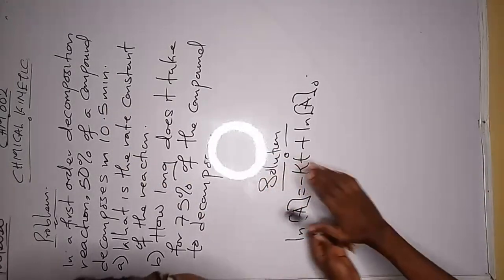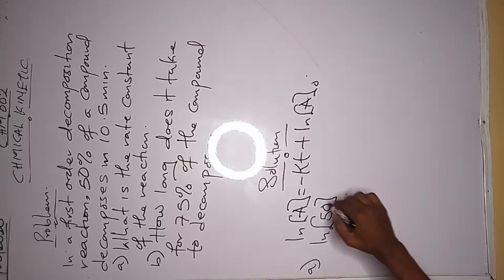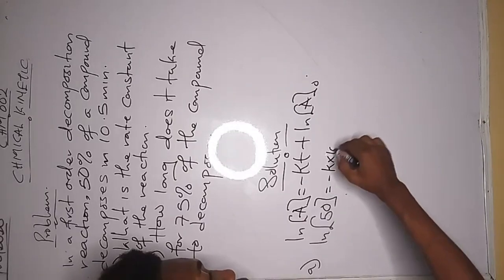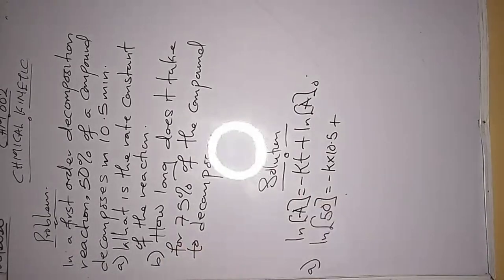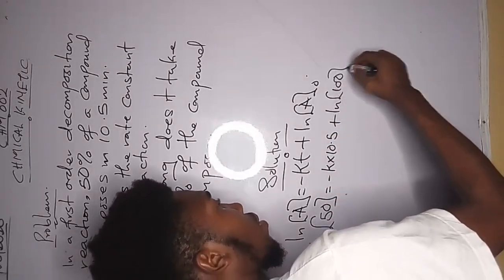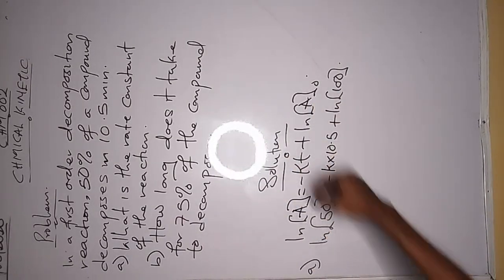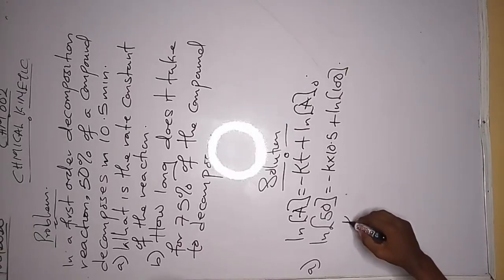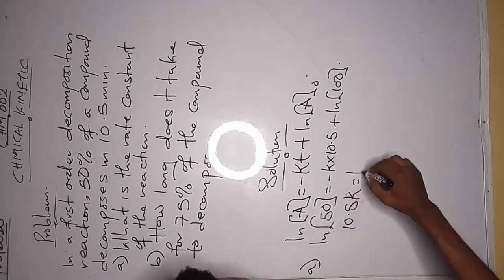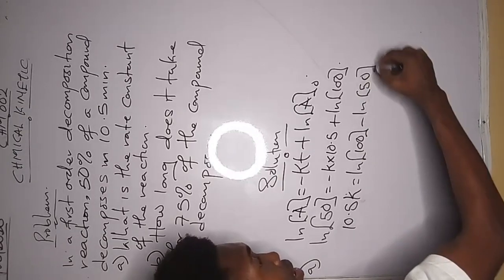So you put all the values the way they are here. For the A part, what is remaining after 50% has decomposed is 50. So ln 50 equals minus k times 10.5 minutes. Remember we're working in minutes, yeah? Plus ln 100. So let's look for the k. This one comes to this side, and this one goes there. We are going to have 10.5 k equals ln 100 minus ln 50.